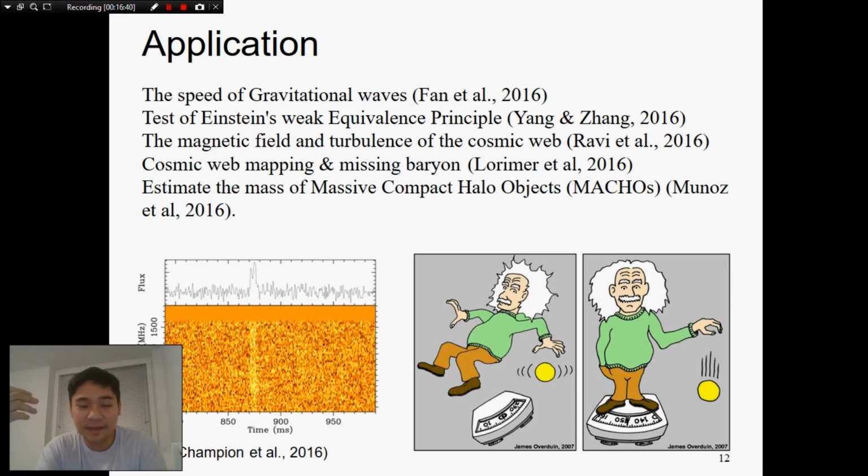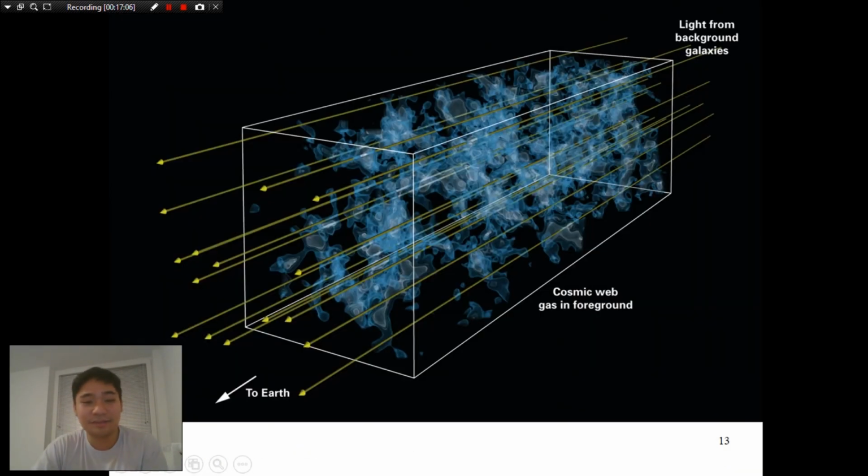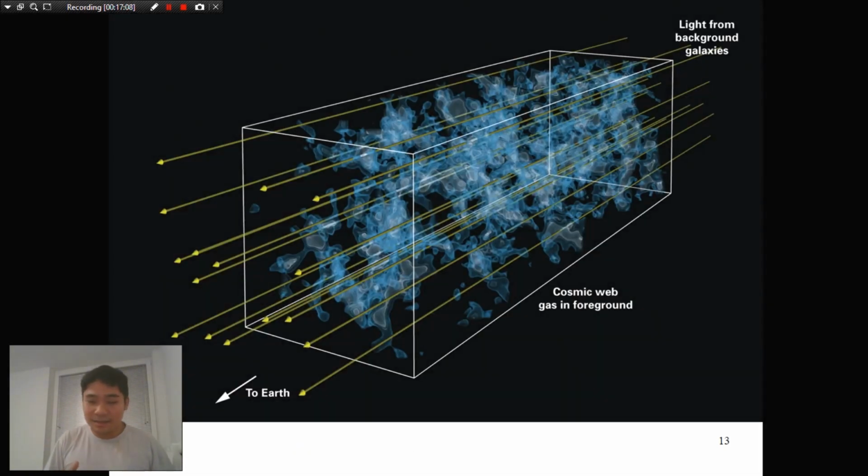We can find the magnetic field. We can do mapping. Another one that I find quite interesting is if there is a massive compact halo object. This object will cause the FRB to have a double peak due to the lensing effect. And we found a double-peak FRB here. So it's quite interesting for me. That is one of the applications.